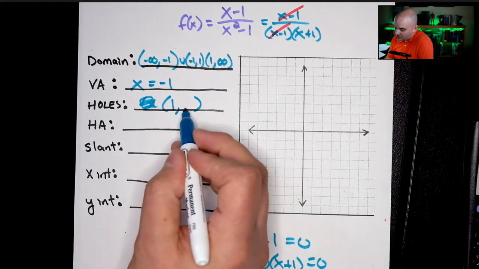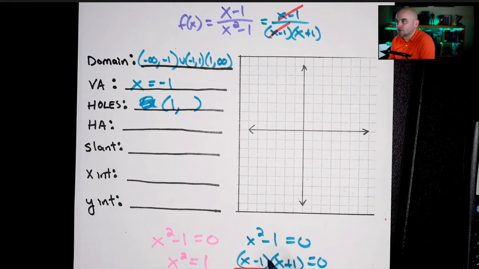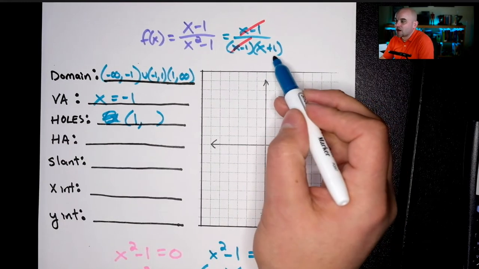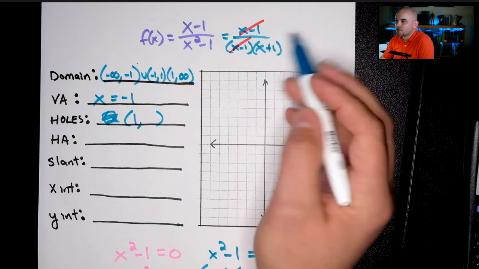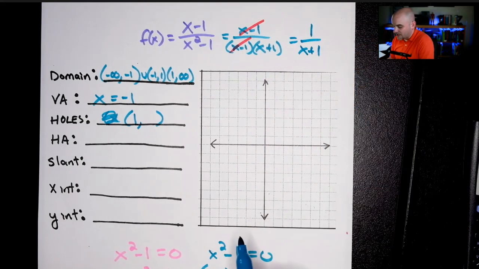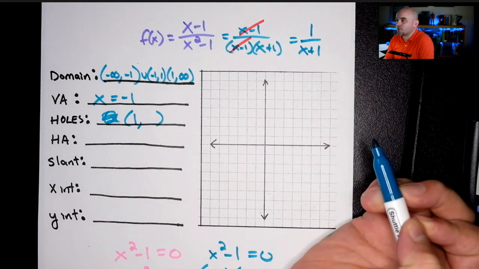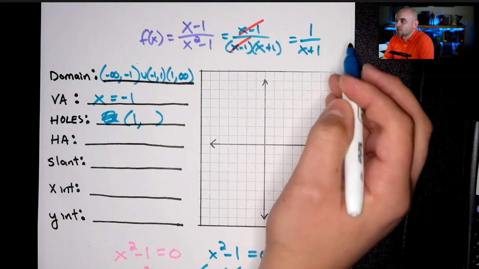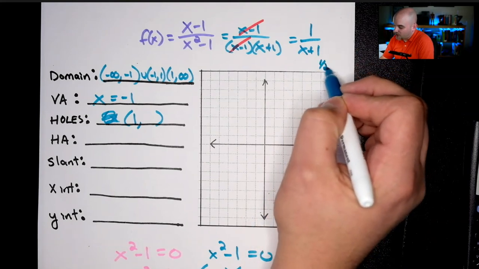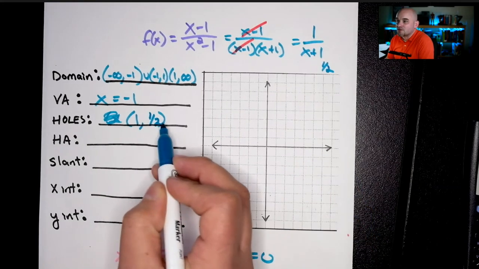Now, I want to go ahead and figure out the y value of the hole, so when I graph this in marker, I can go ahead and put a little circle there. So I'm going to go to the canceled out version. These canceled out, you're left with the 1 in the numerator and an x plus 1 in the denominator. And I'm going to put 1 in for that x there. And 1 over 1 plus 1 would give me 1/2 there. So at 1 comma 1/2, that is where the hole is.